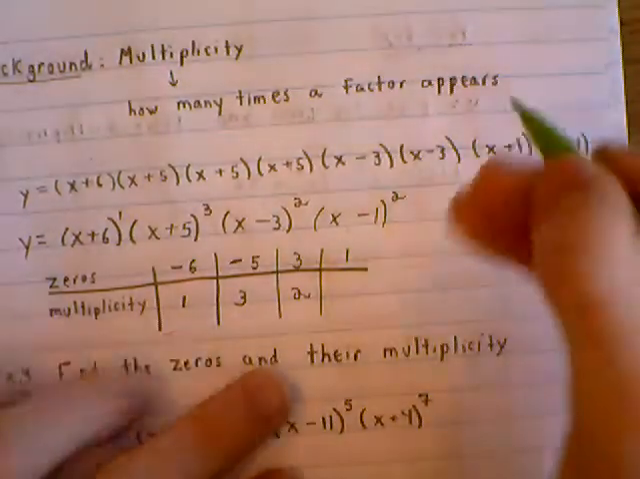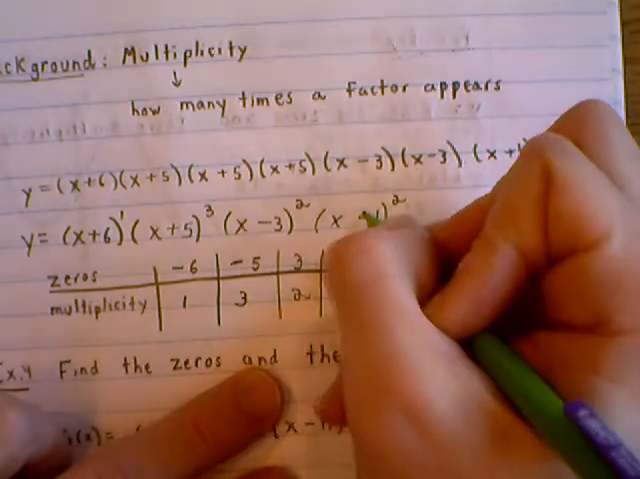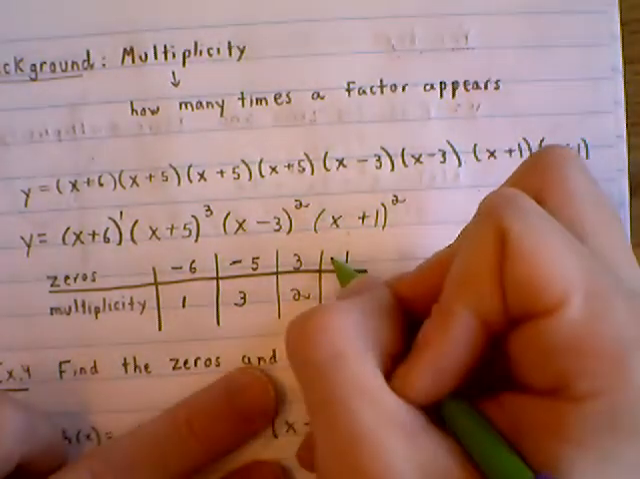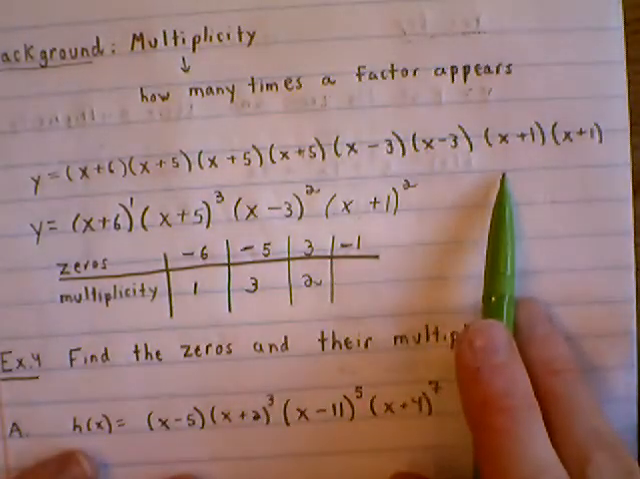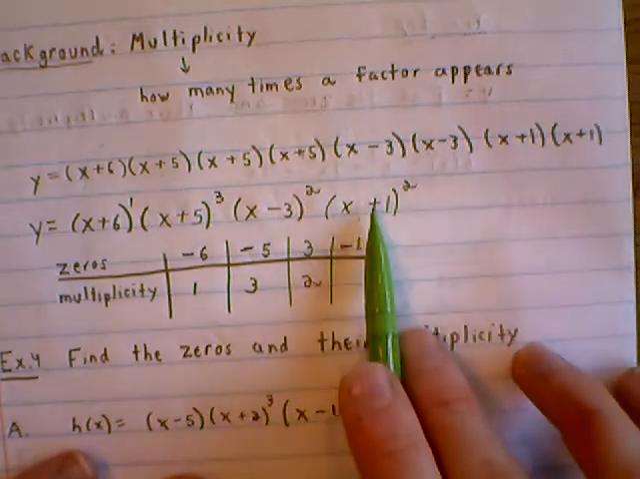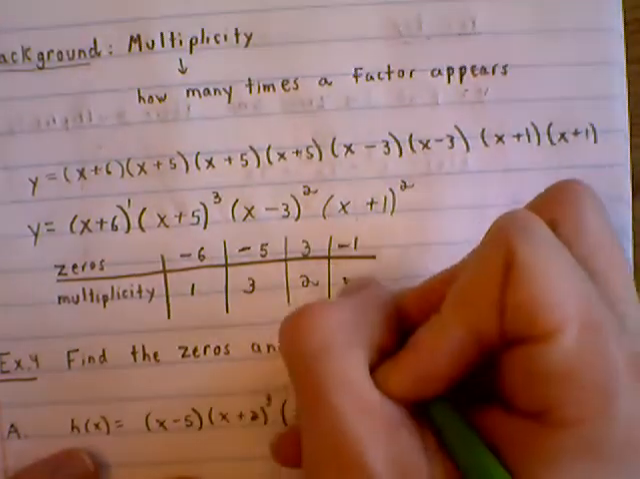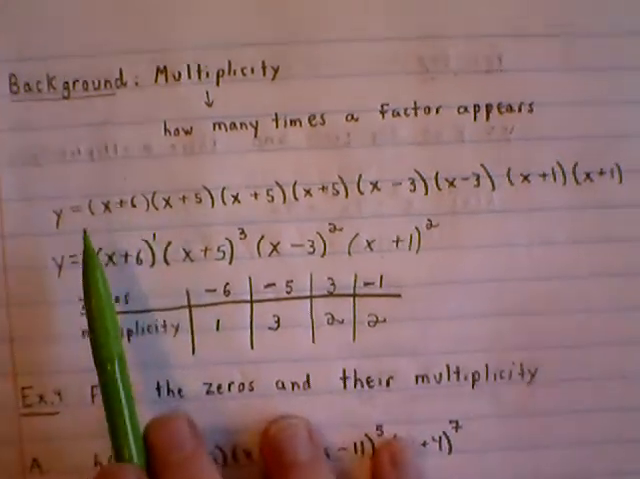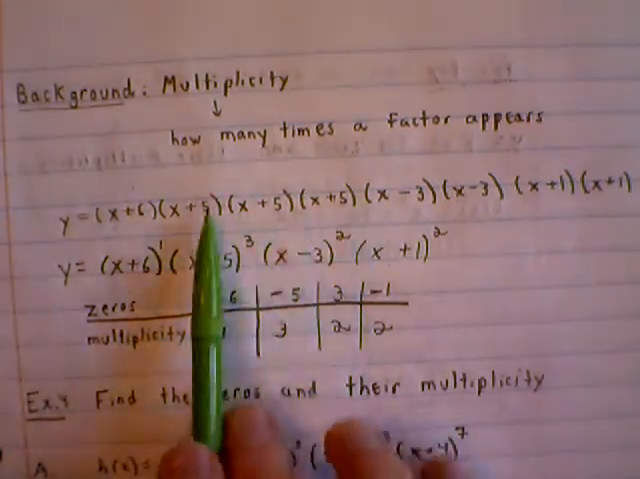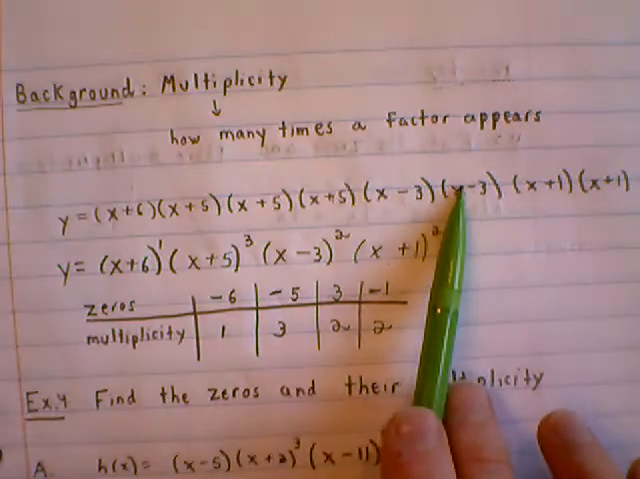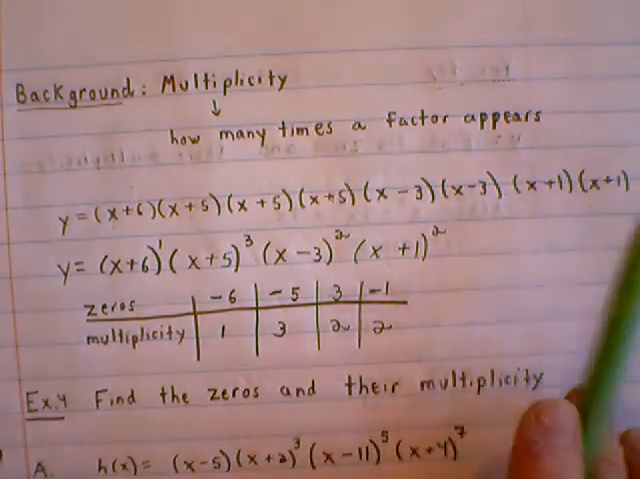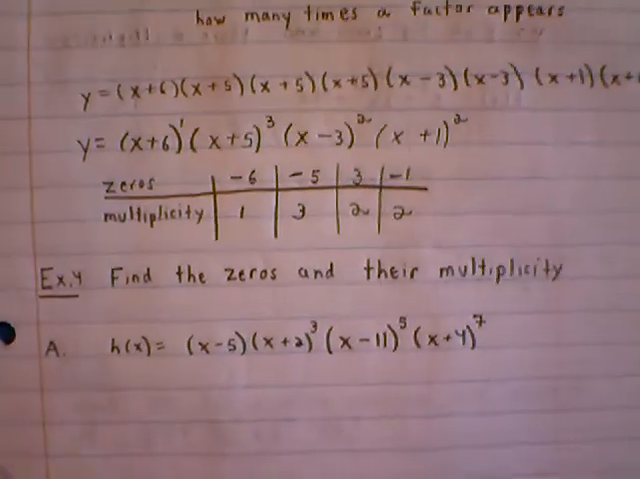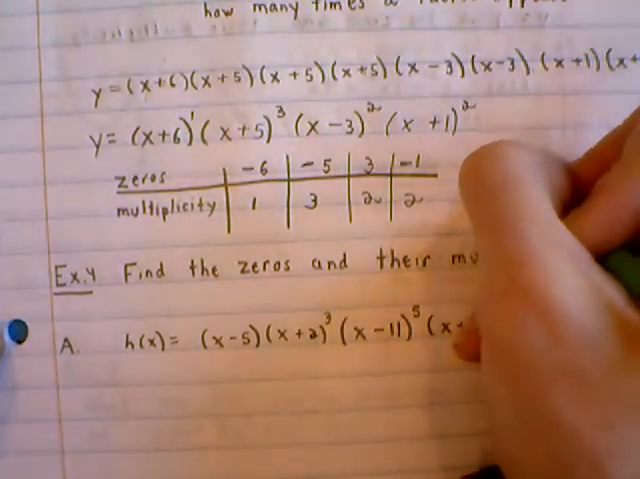And then, whoops, that 1 should have stayed positive, so really our zero would be negative 1. All right. And then negative 1 appears 2 times, so our multiplicity is 2. Multiplicity is just how many times the zero appears. So like up here, we had negative 5 happen 3 times, 3 happened 2 times, and negative 1 happened 2 times. So for multiplicity, just make a chart first.